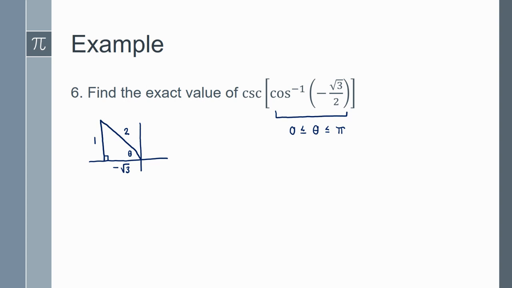But now that I have all my missing sides, I can focus on the outside trig function, and I can set up my ratio to get my answer. Remember, cosecant is the reciprocal of sine. If sine is opposite over hypotenuse, I'm looking for the hypotenuse over the opposite here. So using my picture that we just sketched, hypotenuse would be 2, opposite would be 1, and 2 over 1 gives us an answer of 2.